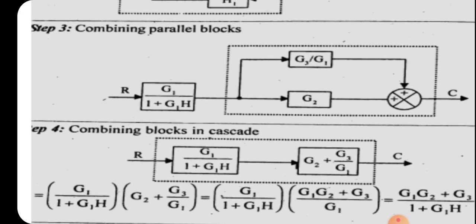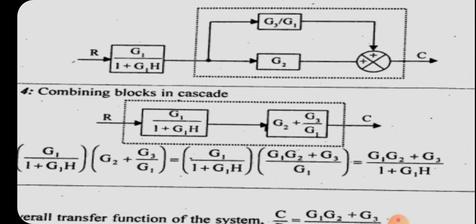In this step, for combining blocks in cascade, R will be there. The first block is G1 by 1 plus G1 into H, and the second block is G2 plus G3 by G1, and the output is C. In this case, two blocks are connected in series. When two blocks are connected in series, we can apply the first rule. That means the transfer functions will be multiplied. So we will get G1 by 1 plus G1 into H into G2 plus G3 by G1. Both the transfer functions are multiplied. So the final result is G1 times G2 plus G3 by 1 plus G1 into H.